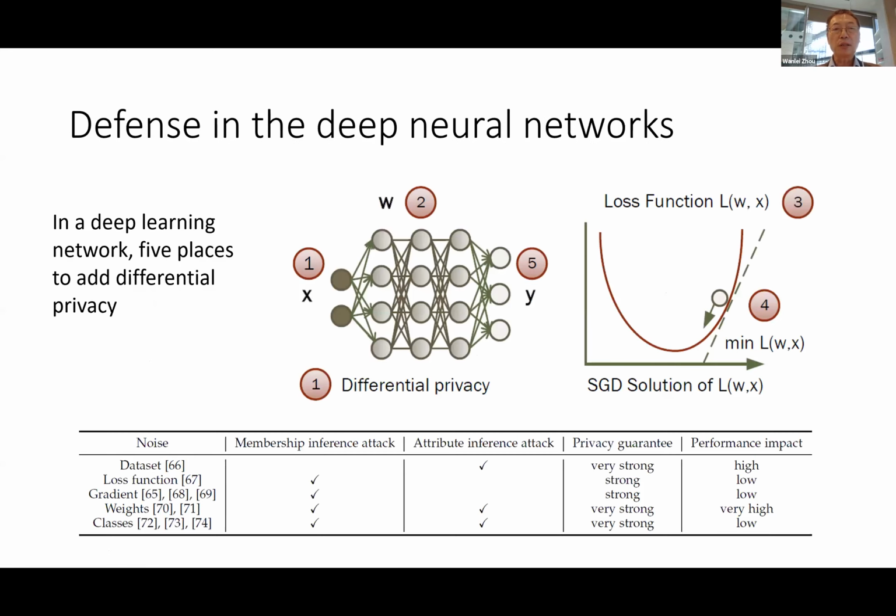But if you use DP in the five different areas of deep learning, you can avoid all of those attacks. For example, you can use DP in the data sets to defend against attribute inference attacks. And then you can achieve a very strong privacy guarantee, but of course there's a lot of impact to performance. This is another thing that we need to understand.